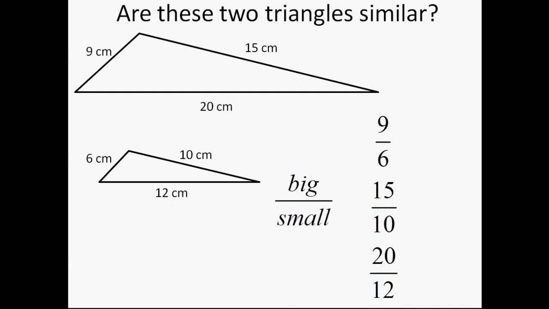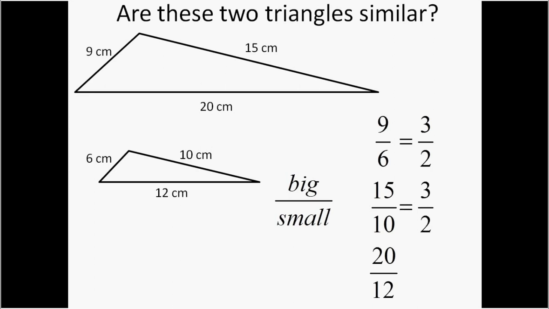So we've got 9 to 6. Well, in lowest terms, that would work out to 3 to 2. Let's look at 15 to 10. That also works out to 3 to 2. So far, it looks as if these two triangles are similar.